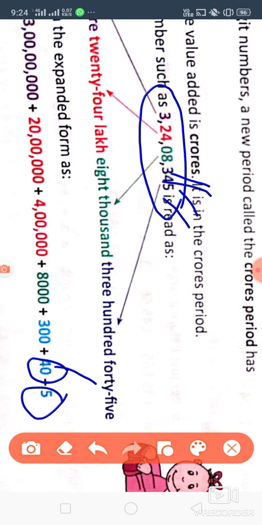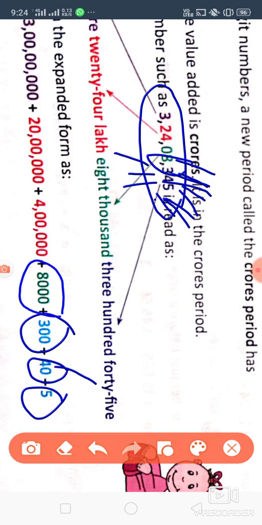Now 3 is on what place? Ones, tens, 100. 3 is on 100 place, so we are writing 300. Again 8 is on 1000 place. You can see ones, tens, 100 and 1000. 8 is coming on 1000 place, so we are getting 8000. Again 0 is coming on 10,000 place, so no need to write.